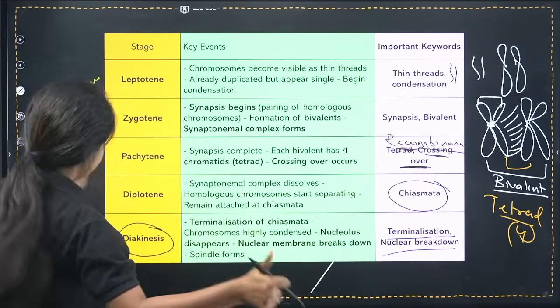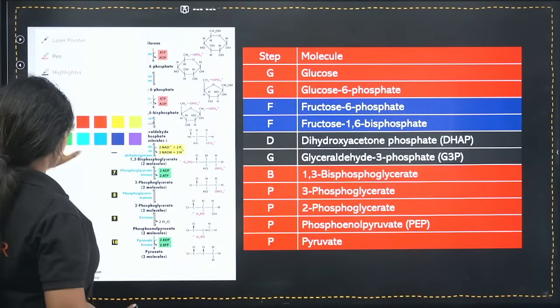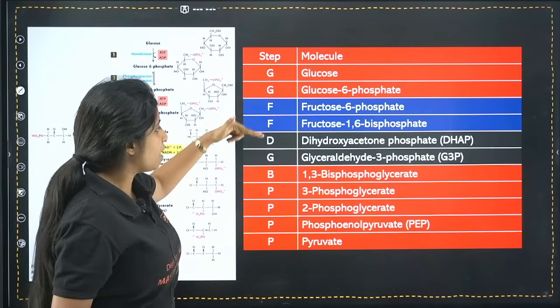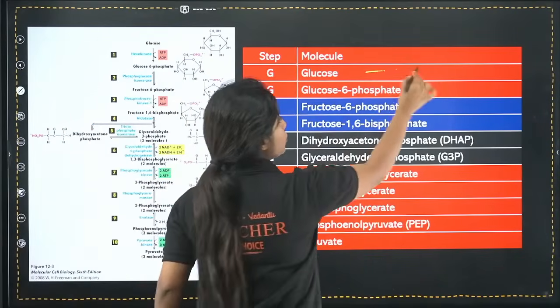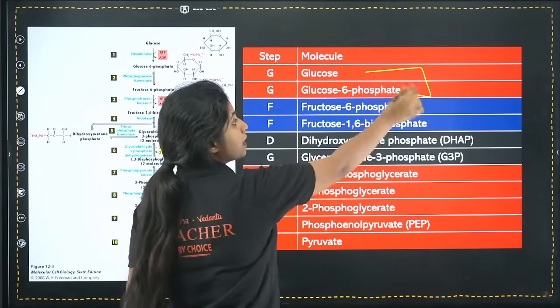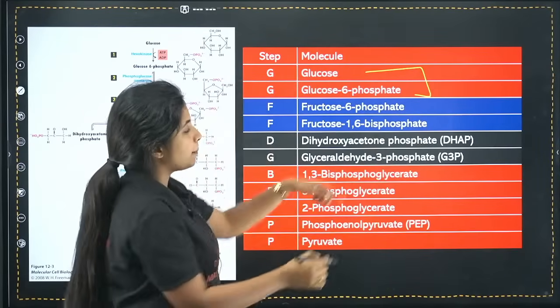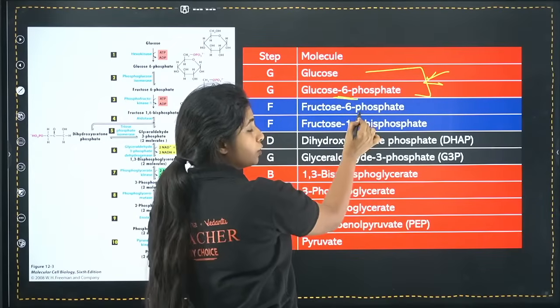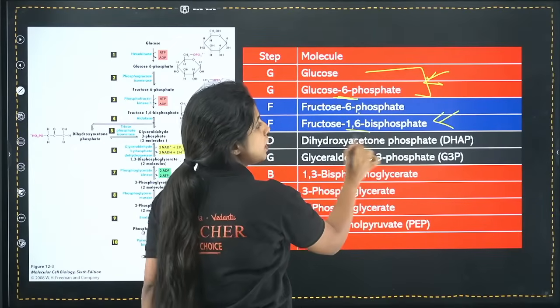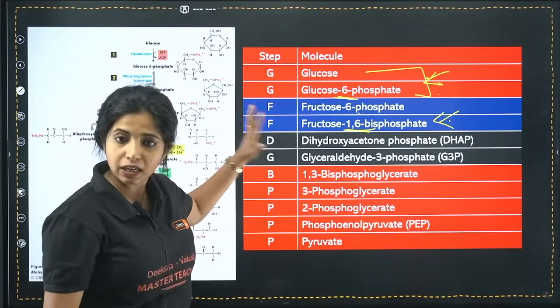Now over here, talking about glycolysis, GGFFDG is how it is going to go. From glucose you get glucose 6-phosphate, then you make fructose 6-phosphate, and from fructose 6-phosphate you make fructose 1,6-bisphosphate. What is happening over here? I am adding a phosphate group each time. So in both these places ATP is going to be utilized. So GGFF. Until this I hope it's clear.